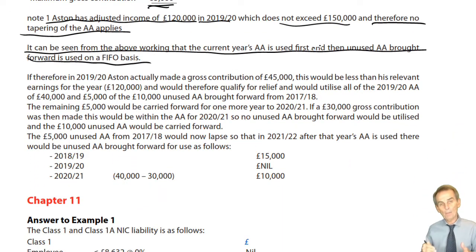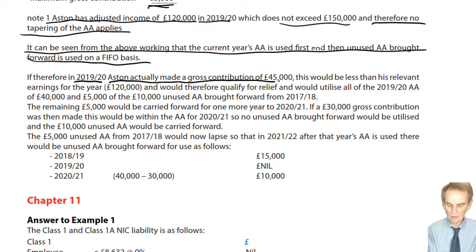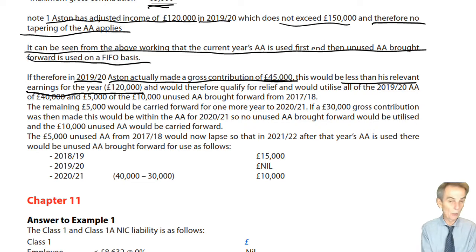Right, well now play with those numbers. We worked out what the total pension input could be to achieve tax relief. Let's see what happens now with a given figure of contribution. So, if in 1920 Aston actually made a gross contribution of £45,000, that would be less than his relevant earnings of the year, which we know to be £120,000.